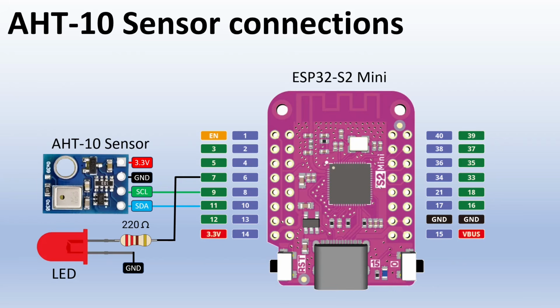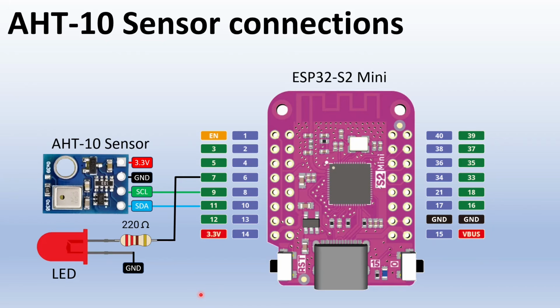Connect the LED with a 220 ohm resistor to GPIO 7 and the negative side to ground. Connect the AHT10 sensor to 3.3 volt, ground, and connect the I2C pins as shown here. SCL to pin 9 and SDA to pin 11. Your sensor node is ready.